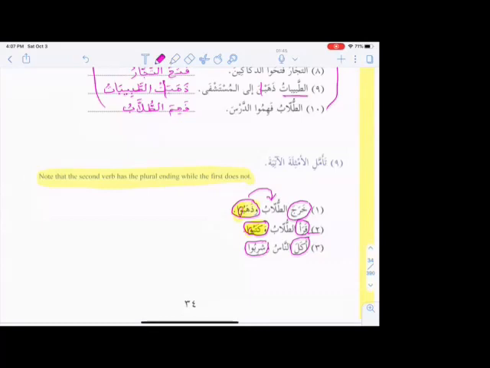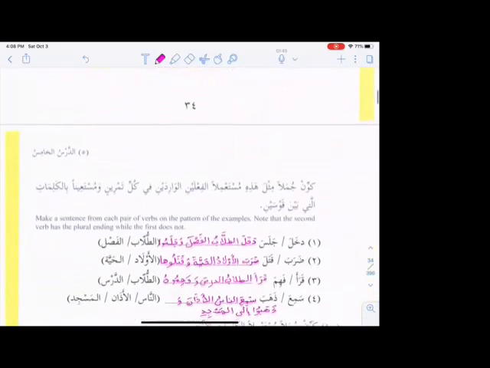Akala nasu, the people ate, wa sharibu, and they drank. People ate and they drank. Sharibu. Okay? So the waw is your fa'il. Akala nasu and sharibu. See now, sharibu matches the nas. Katabu matches the tullab. Dhahabu matches the tullab. In the beginning, it is all singular. Singular, singular, singular. Important to remember, my brothers and sisters.